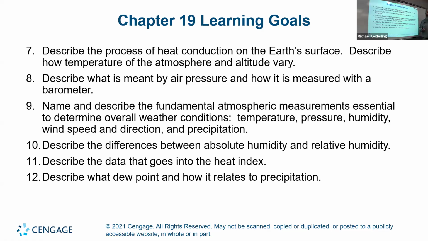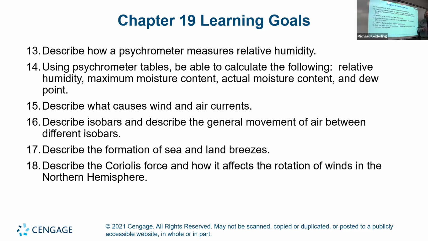We'll name and describe the fundamental atmospheric measurements essential to determine overall weather conditions: temperature, pressure, humidity, wind speed, direction, and precipitation. We'll discuss the difference between absolute humidity and relative humidity. We'll discuss the data that goes into the heat index. We'll describe what the dew point is and how it relates to precipitation. We'll describe how a psychrometer measures relative humidity. And we'll go over how to use psychrometer tables and be able to calculate relative humidity, maximum moisture content, actual moisture content, and dew point.